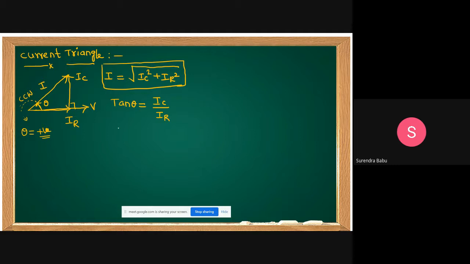What is cos theta? Cos theta equal to IR by I. Over this formula. This is the current triangle. Next, which triangle? Admittance triangle.